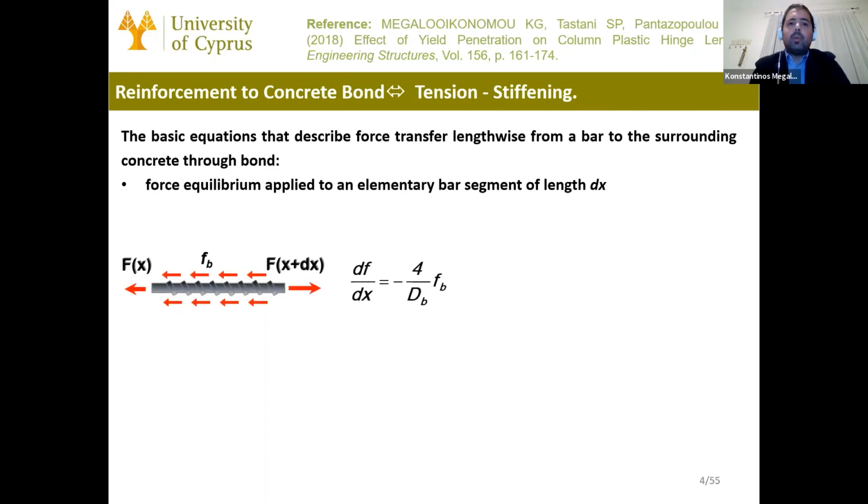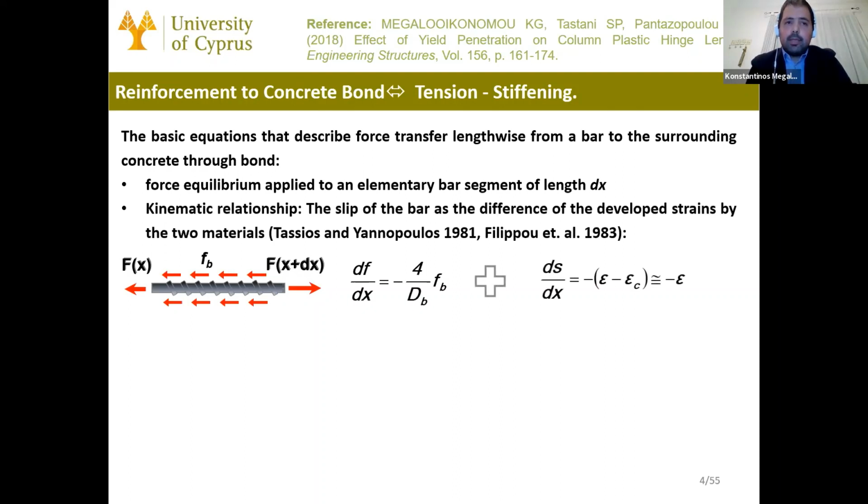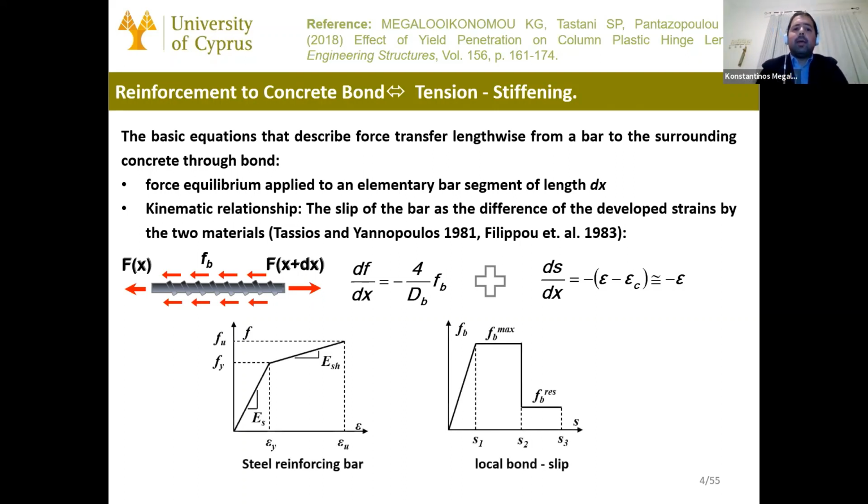A force equilibrium applied to an elementary bar segment of length dx, as you can see in the figure, and a kinematic relationship, the slip of the bar as the difference of the developed strains by the two materials. So by solving this differential equation of bond through exact integration, we end up with closed form solutions that describe the stress and strain state of the bar, using simple constitutive material laws. So you can see a bilinear with hardening law for the steel reinforcing bar, and a local bond-slip law that has the bond strength and the residual bond strength.